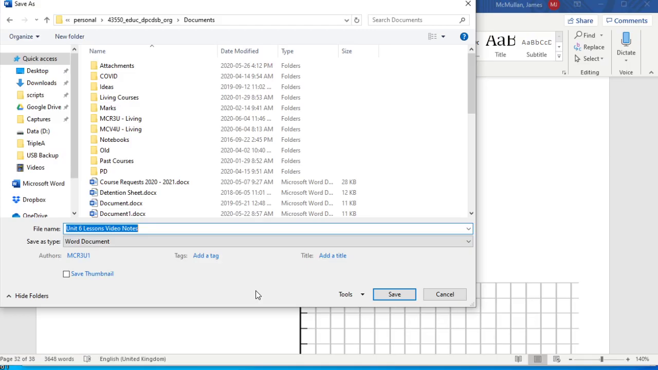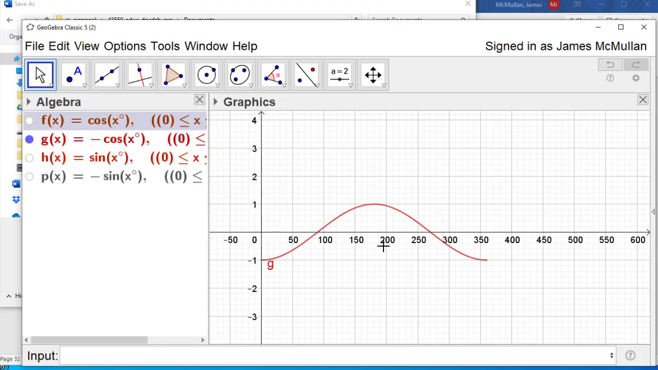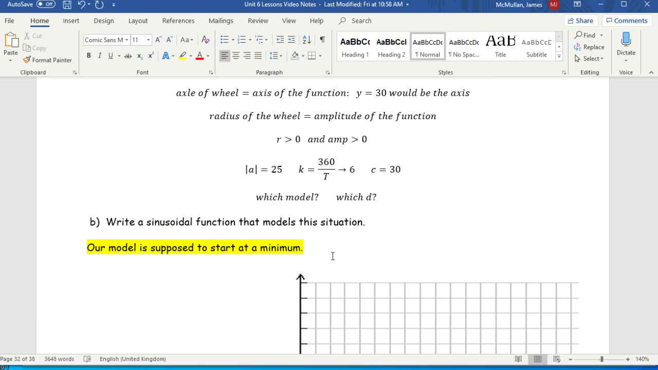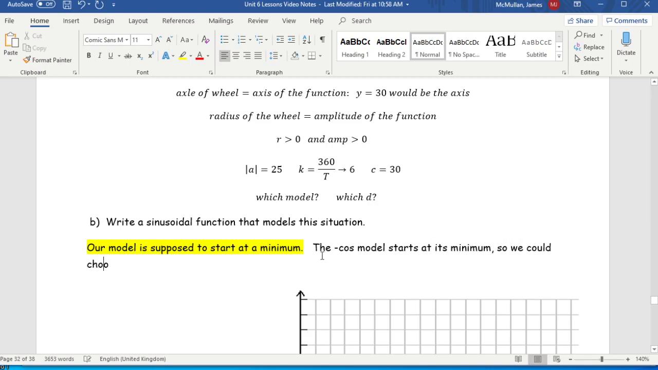Now, negative cos is very often the right model to draw. Okay, so let's go back to this. So the negative cos model starts at its minimum, so we could choose negative cos as our model and ignore d. And that is probably what you want to do here. Again, it's not the only way to do it, right? You could use a positive sine and move it. You could use a negative sine and move it. You could use a positive cos and move it. But if you use a negative cos, you don't have to move it because it starts at the right place.